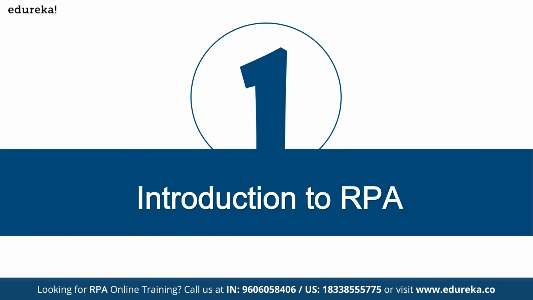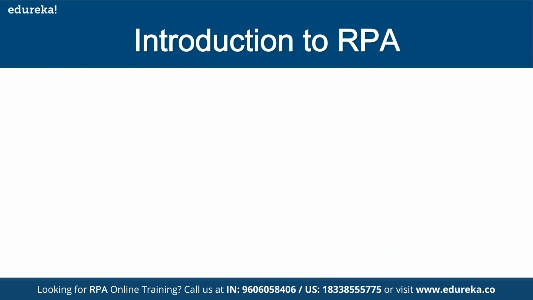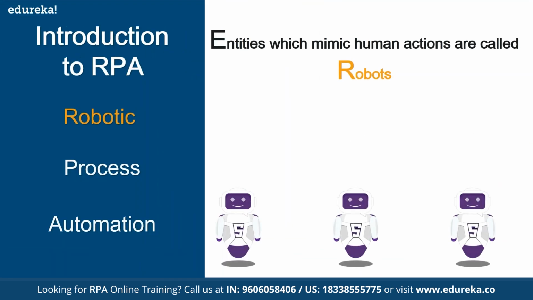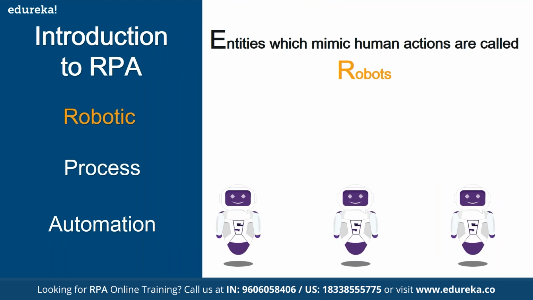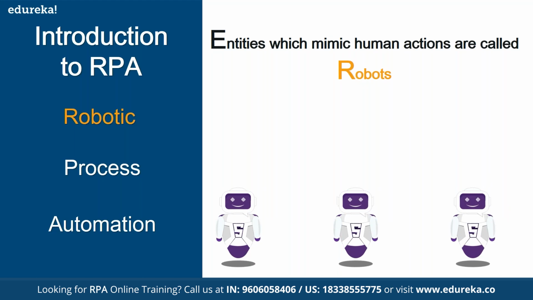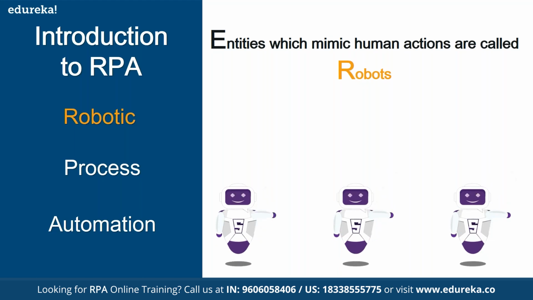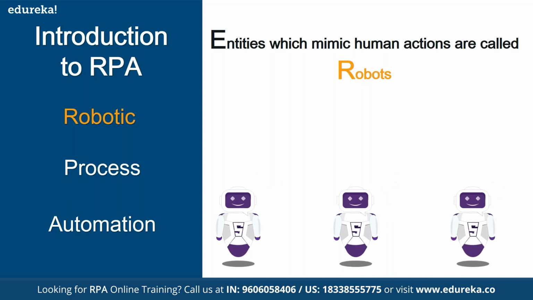RPA stands for Robotic Process Automation. Perfect. So let's divide this into robotic, process, and automation, three different words. So what is a robot? Let's not talk about robotic, let's divide this as a robot. So what is a robot?